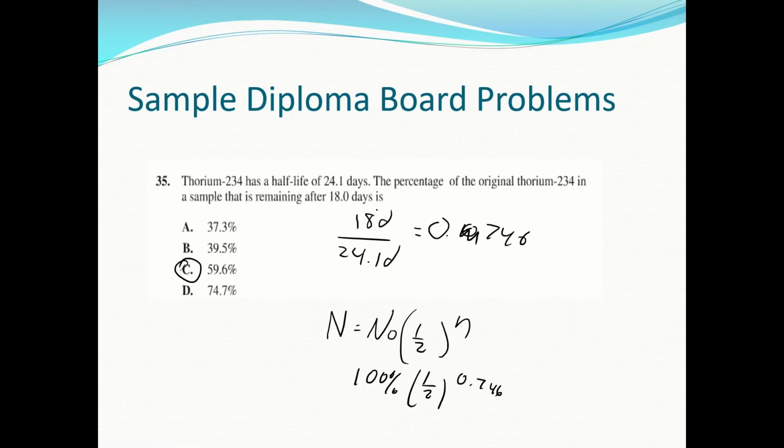Right. You could eliminate these 2 answers too, because not even 1 full half-life has occurred, so it's not going to have less than 50%. So C is the correct answer.